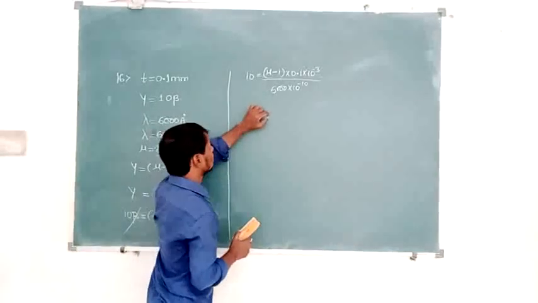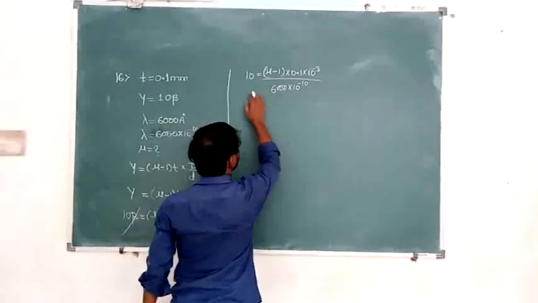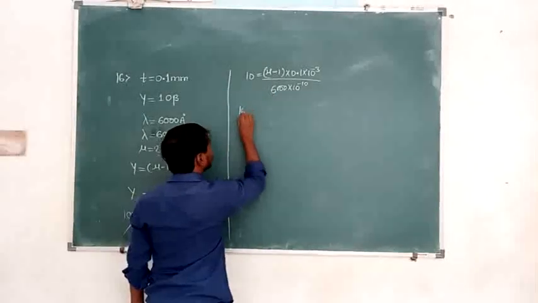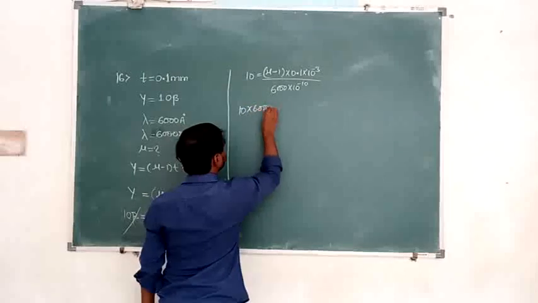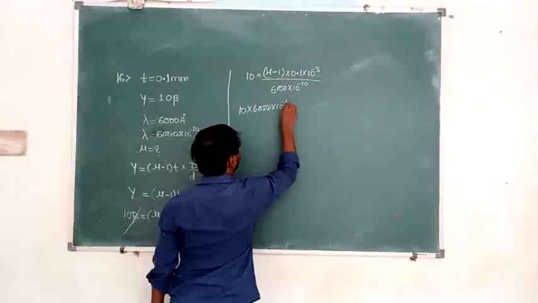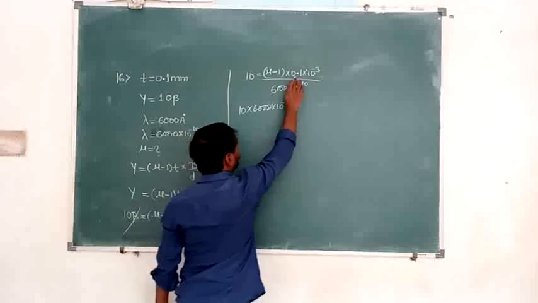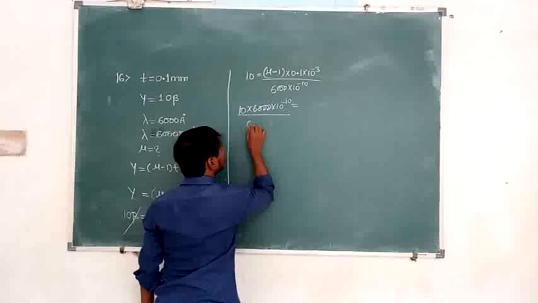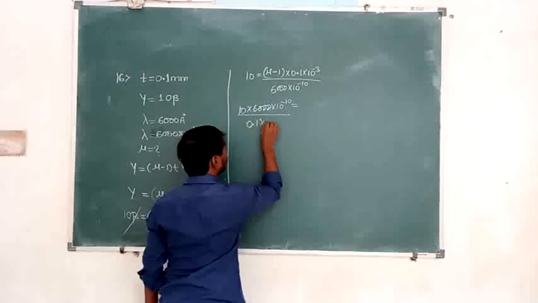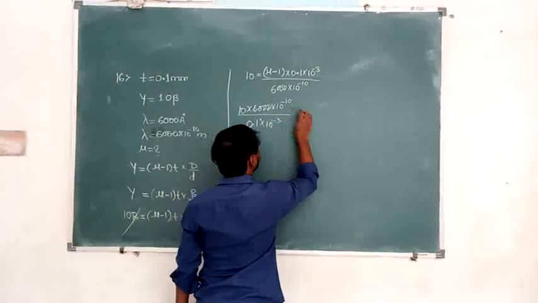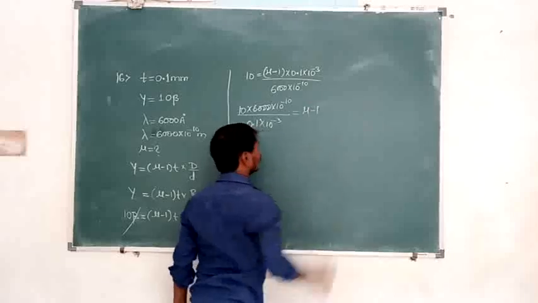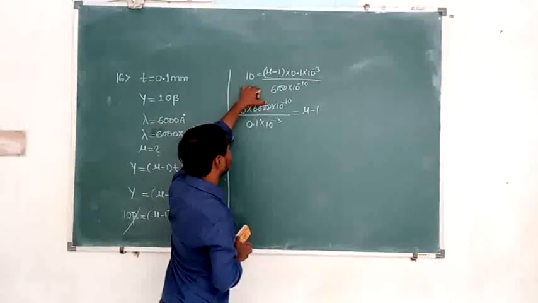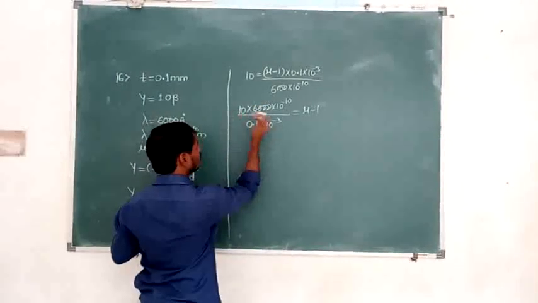So how to solve this one? I will take this 6000 into 10 to the power of minus 10 to the left hand side: 10 into 6000 into 10 to the power of minus 10. And 0.1 into 10 to the power of minus 3 also goes to the left hand side, that divides 0.1 into 10 to the power of minus 3, that is equal to mu minus 1. We need mu, so I will displace 3 zeros, in the left direction.